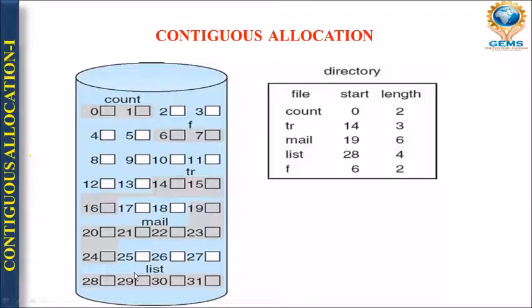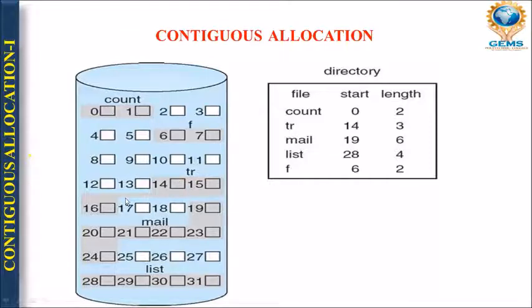Okay, so this is the second diagram of contiguous memory. Here I have many files, like you see in Windows Explorer. First is count, second is tr, third is mail, fourth is list, and fifth is f. Count starts from 0 and takes two blocks. So see here, count, this is my cursor. tr is the file starting from 14 and acquiring 3 blocks, that is 14, 15, 16.